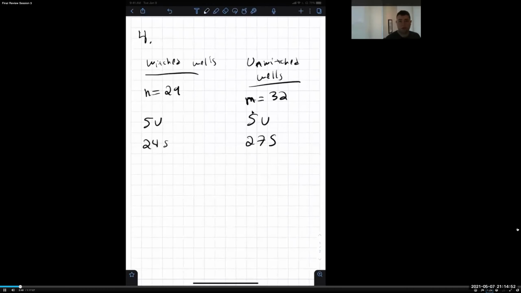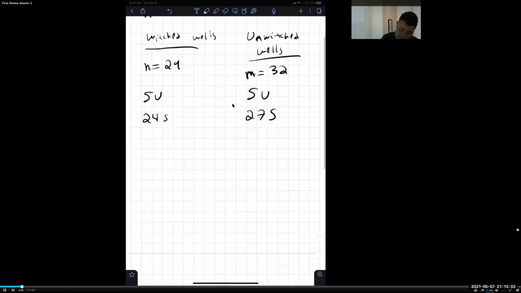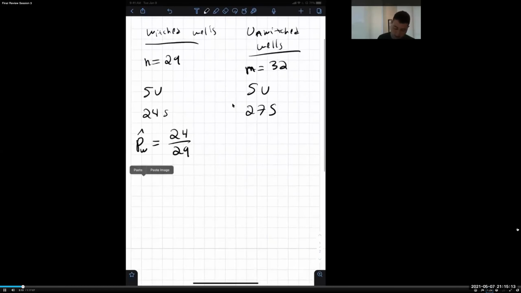Now immediately, probably the first thing that comes to your mind is okay, well, we can try and compare the proportions of these. So the proportion of successes in this one, which I'll call PW hat, in this case is 24 over 29, right? And then PU hat here is going to be 27 over 32.